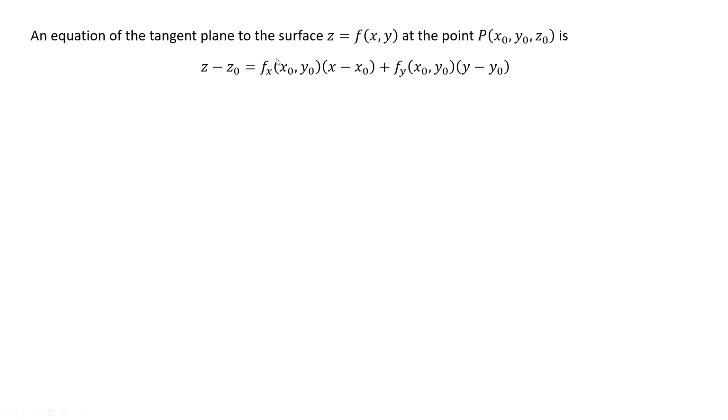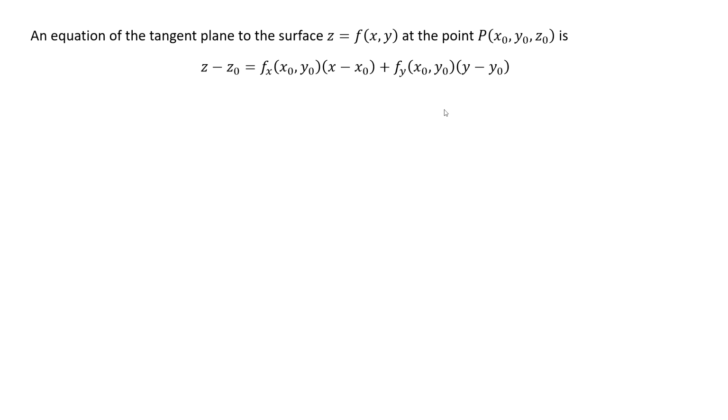What is f sub x? We talked about partial derivatives in the last section, right? So f sub x is partial of f with respect to x. And where do you evaluate that? At x sub 0, y sub 0, because we are looking at the point P, whose coordinates are x0, y0, z0. So we need to figure out the partial derivative f with respect to x at x sub 0, y sub 0, and multiply that by x minus x sub 0. Similarly, partial f with respect to y evaluated at the same point times y minus y0. And z minus z sub 0 is equal to that. Ta-da! That's the equation of the tangent plane.